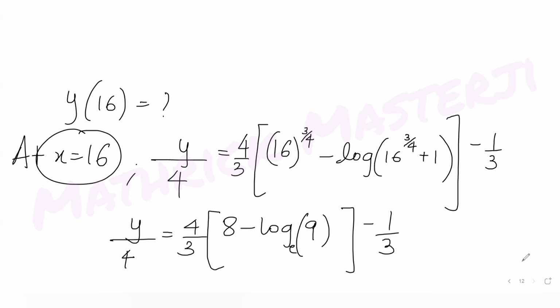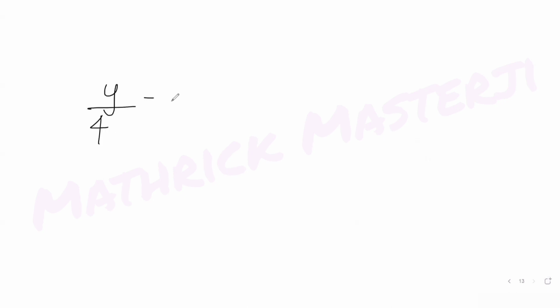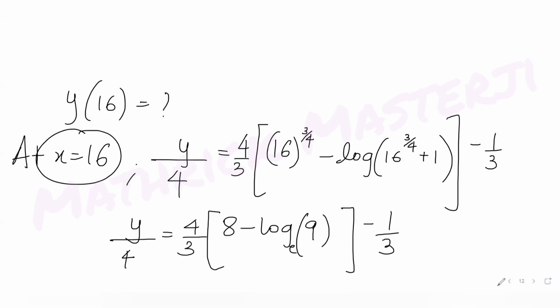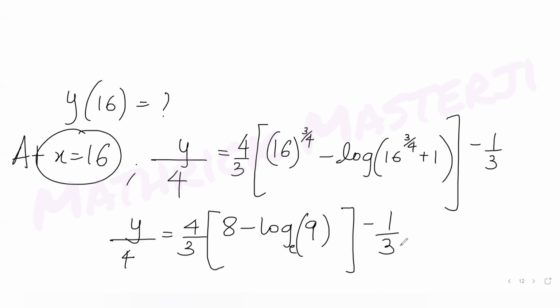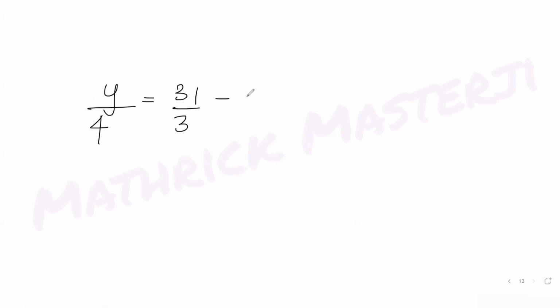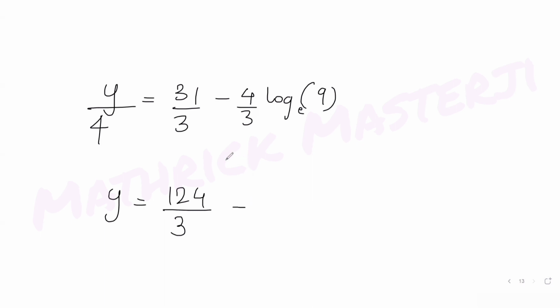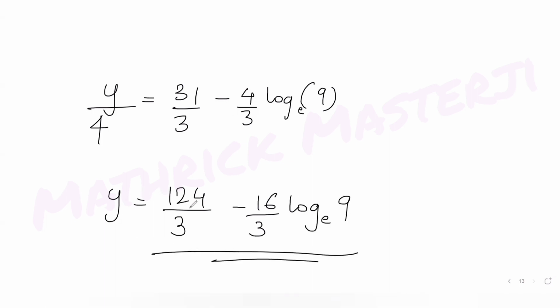If I multiply 4 throughout, first of all, let's try to solve this right hand side, then we'll multiply by 4 throughout. So y over 4 is equal to 4 by 3 into 8, that is 32 by 3, minus 1, so 31 by 3, minus 4 by 3 log 9 to the base e. So if I multiply 4 throughout, I get y turning out to become 124 by 3 minus 16 by 3 log 9 to the base e. So you get this entire thing here.